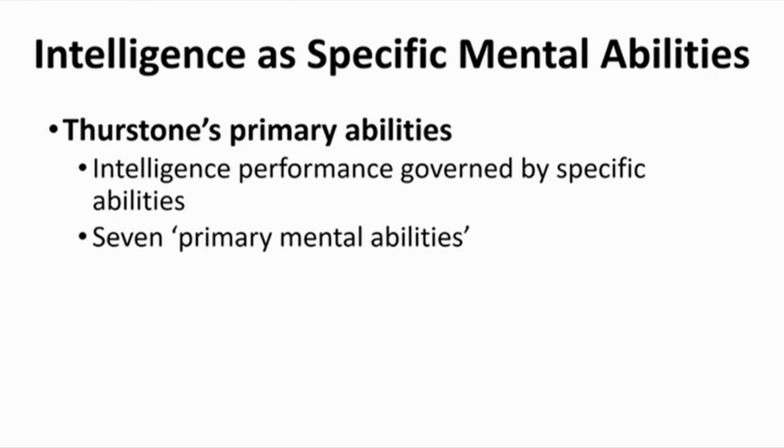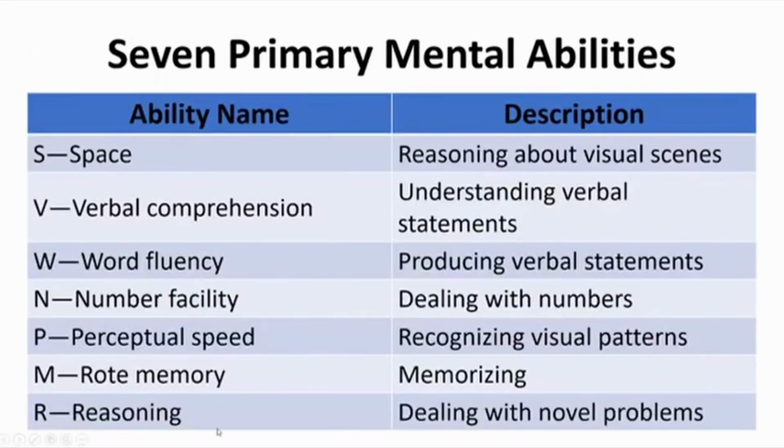And so he broke down our intelligence, our mental abilities, into 7 primary mental abilities. And those are listed here on the next slide. So the first of these was space, where you have reasoning about visual scenes, verbal comprehension, where you could understand verbal statements, word fluency, number facility, perceptual speed, rote memory, and reasoning. All of these, he argued, made up our mental abilities.